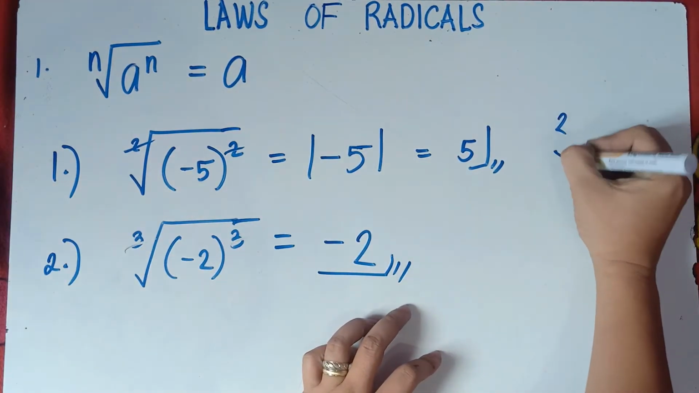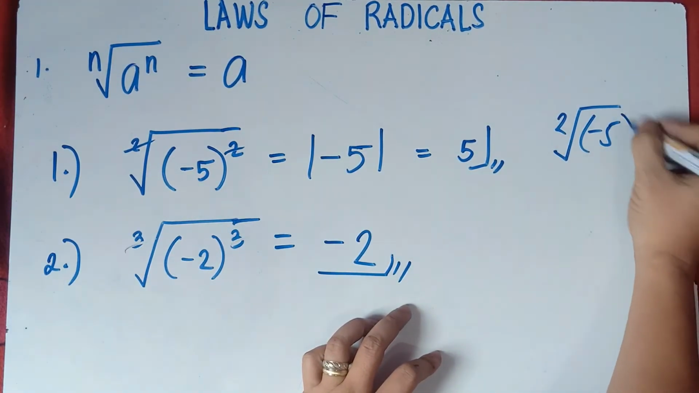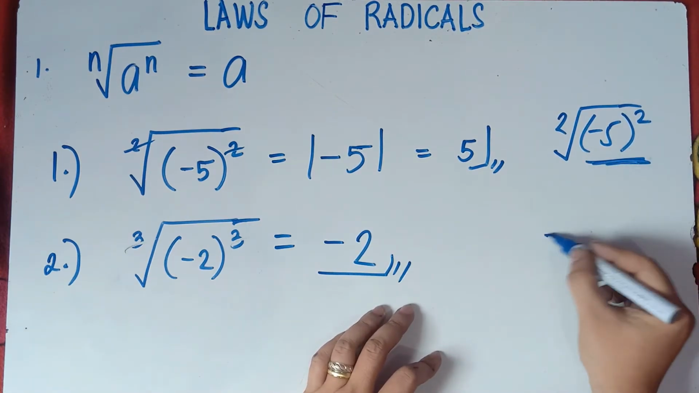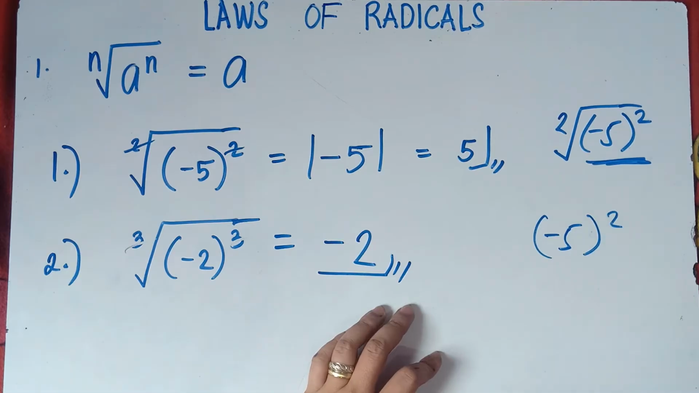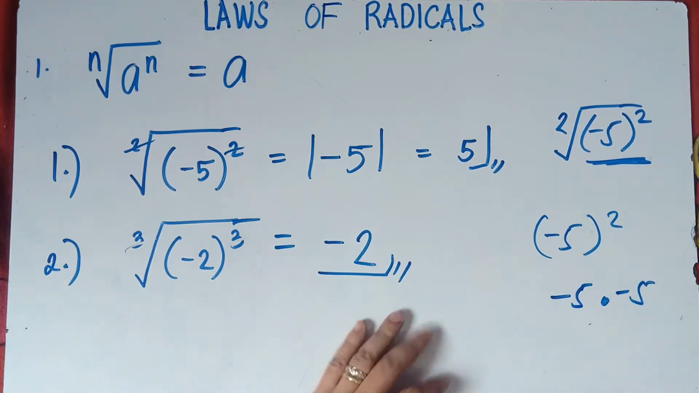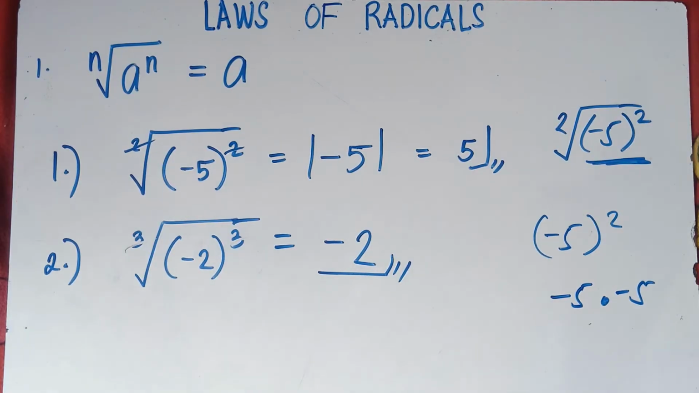Okay, the square root of negative 5, quantity negative 5 raised to the power of 2. If we simplify this one, class, negative 5 raised to the power of 2 is the same as negative 5 times negative 5, right? And negative 5 times negative 5 is positive 25. I hope you're still with me, class.